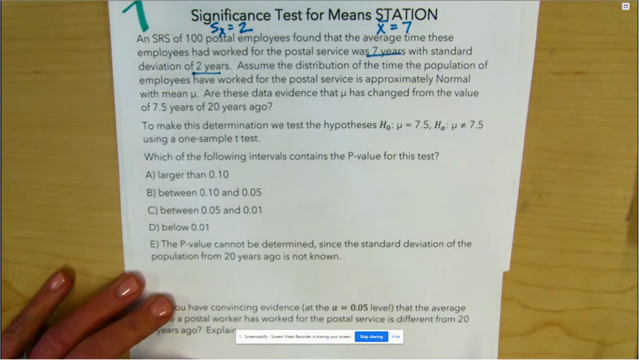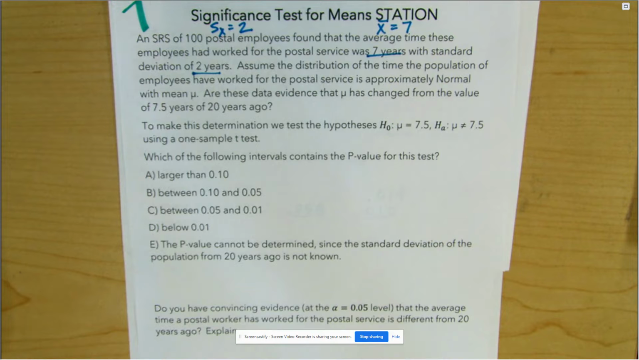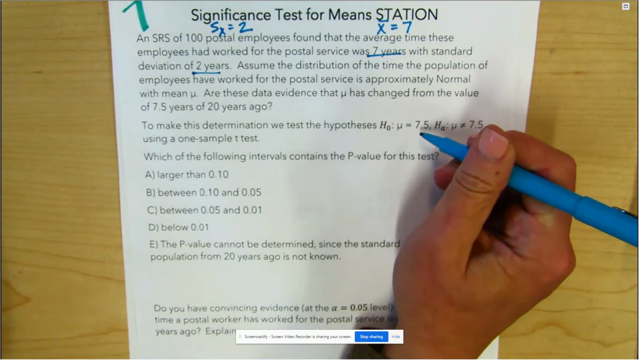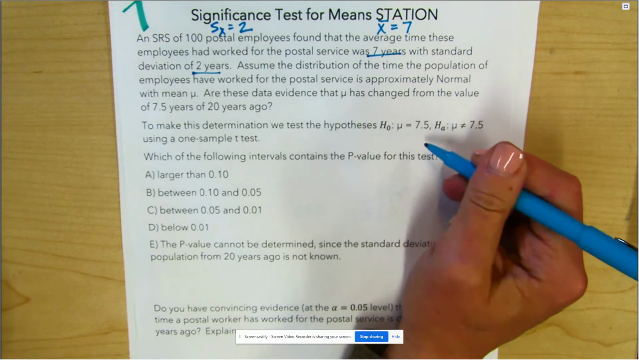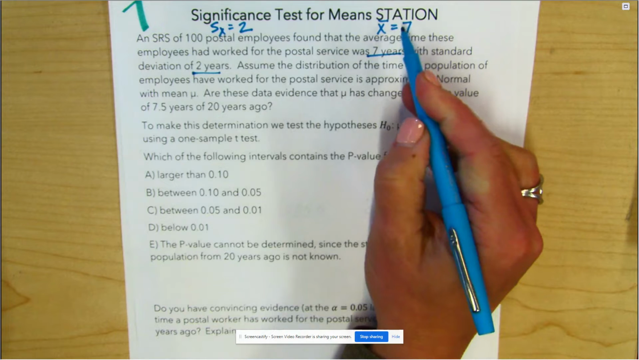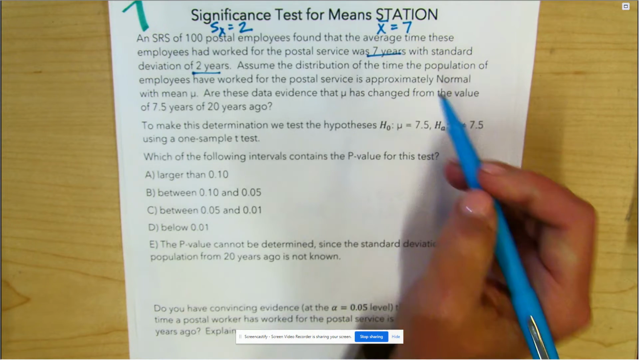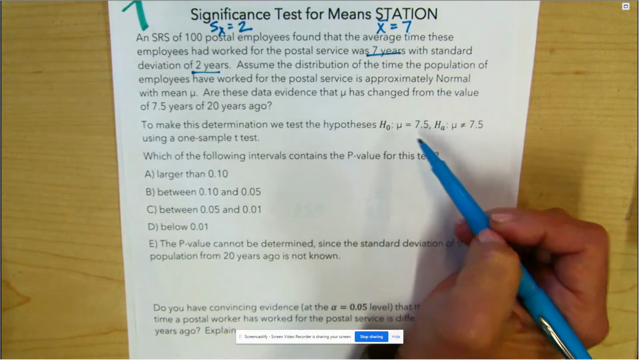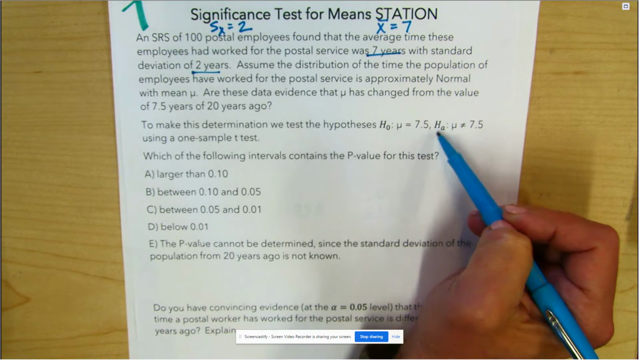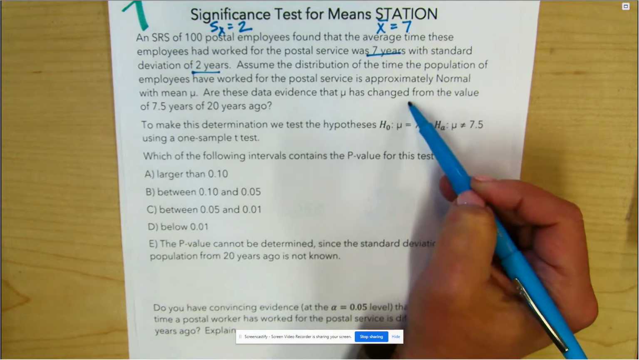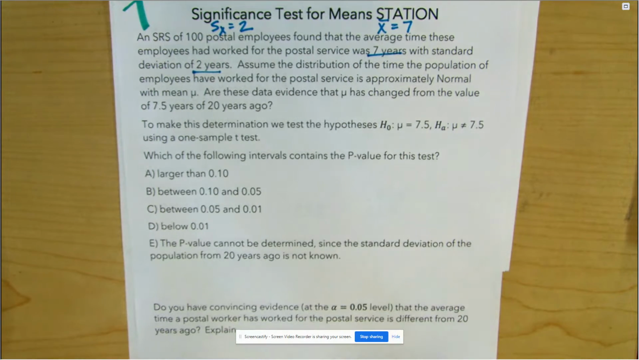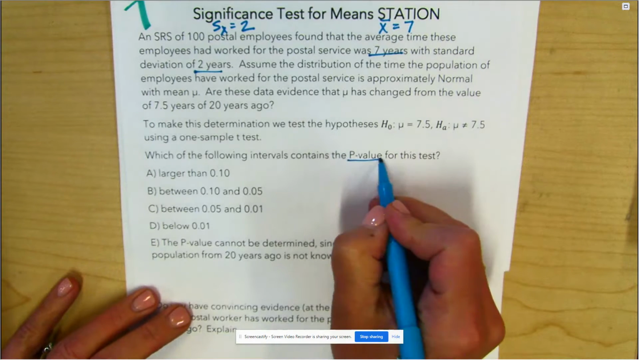So they're testing it against this old information from 20 years ago that said the average length a postal worker has been working at the post office is 7.5 years. Well, this is different, but is it statistically significant? It's less, but they're just asking, is it different? So there's the null. We're testing if it has changed. The 20 years ago doesn't matter. If they ask for a p-value, we have to perform the test.